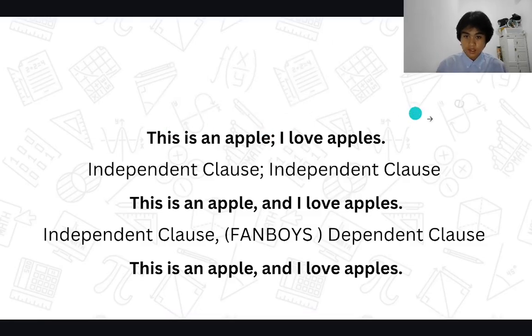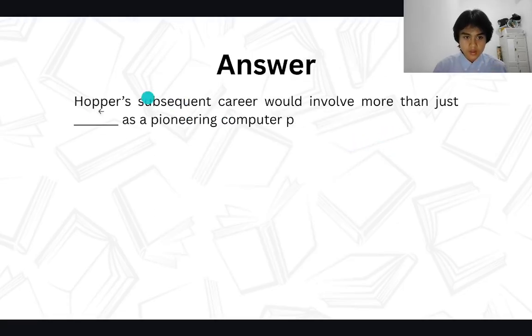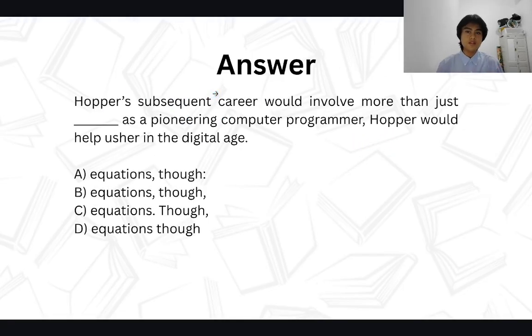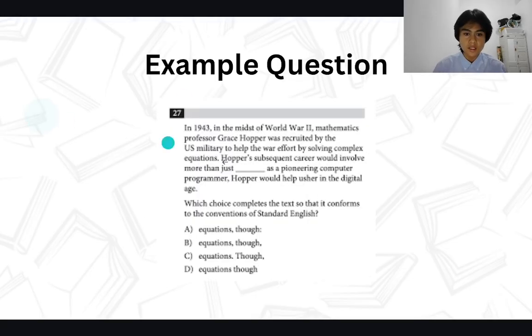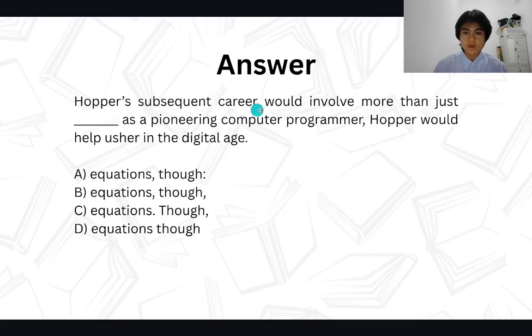Now why does this matter? Because in the example question we have here, in 1942, blah blah blah. How do you answer this question? One way to answer the question is to complete the text so that it conforms to the conventions of Standard English. How do you do this? First, you cut off the sentence or paragraph that doesn't need to be analyzed. You have to look at the last sentence: software will involve more than just blah blah blah as a pioneering computer programmer. However, will usher in the digital age.